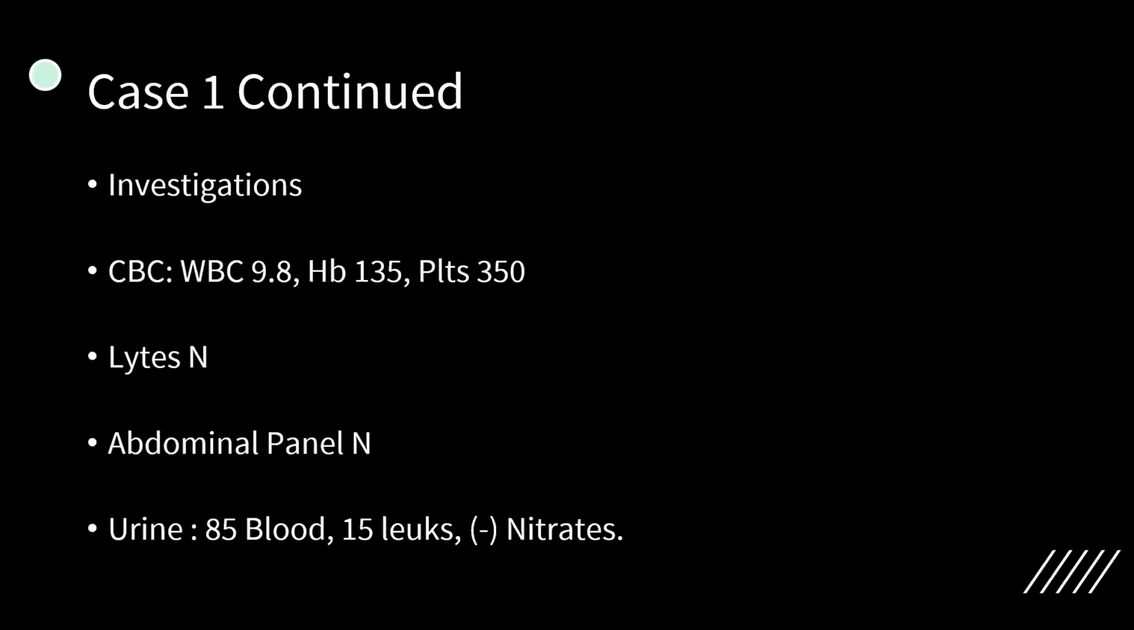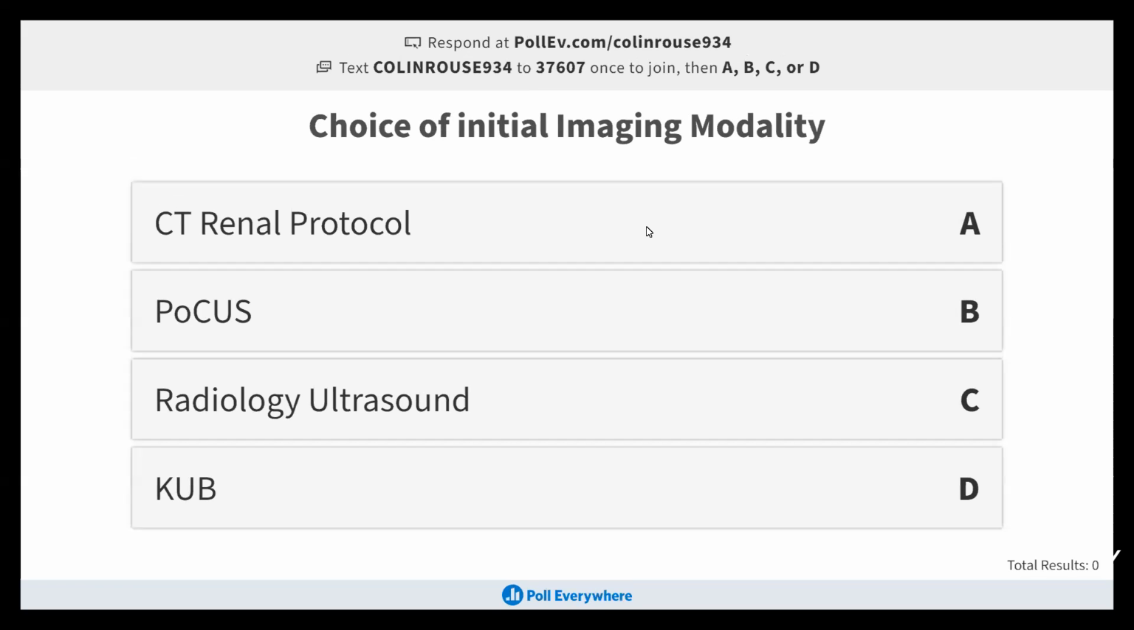So I'm going to poll you guys here. There's two ways you can participate. You can either go to pollev.com/ColinRouse934 on your computer, or you can just text ColinRouse934 to 37607. And I've activated the poll now. If you're texting from your phone, text to 37607. If you would do a CT, you just send A, POCUS B, radiology ultrasound C, or just a plain KUB would be D.